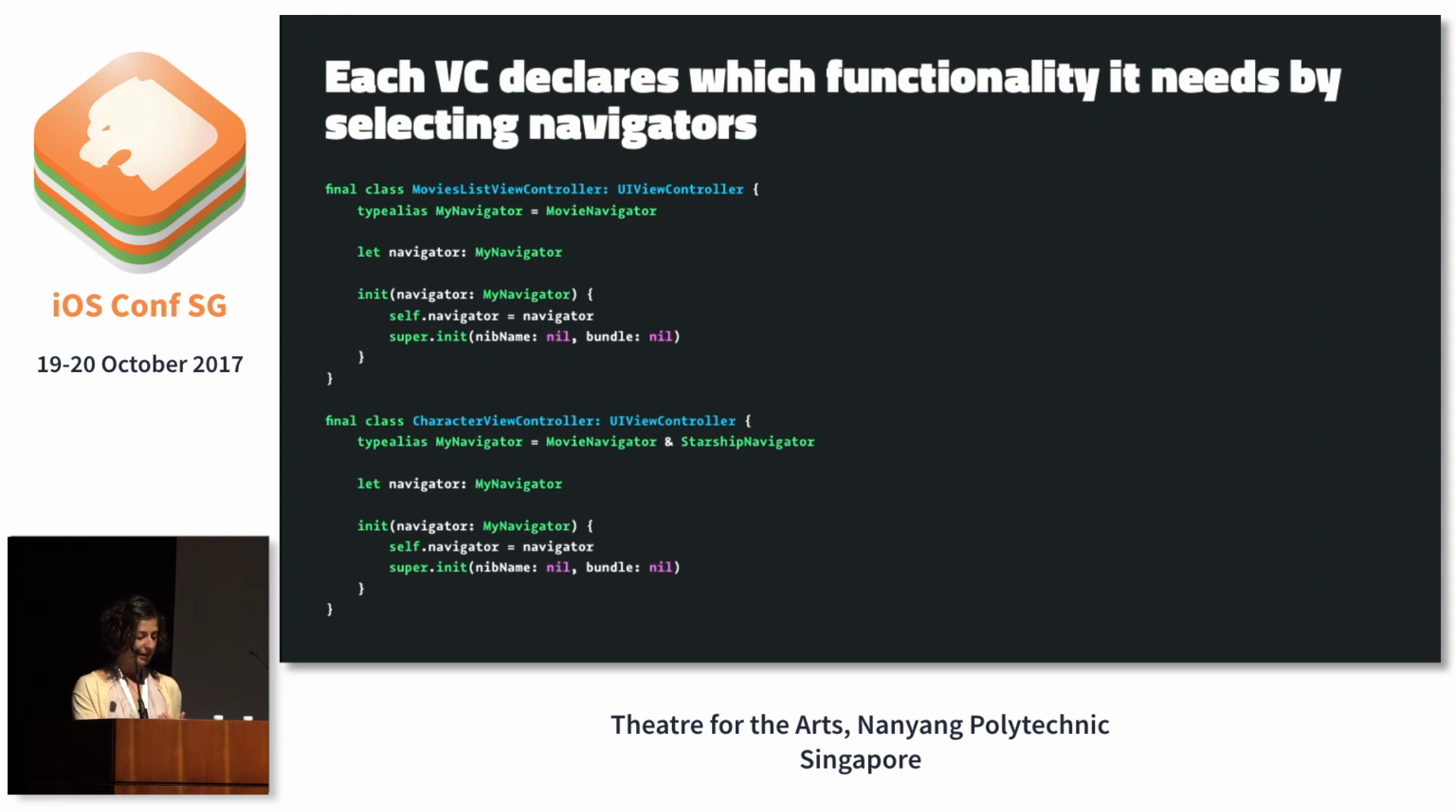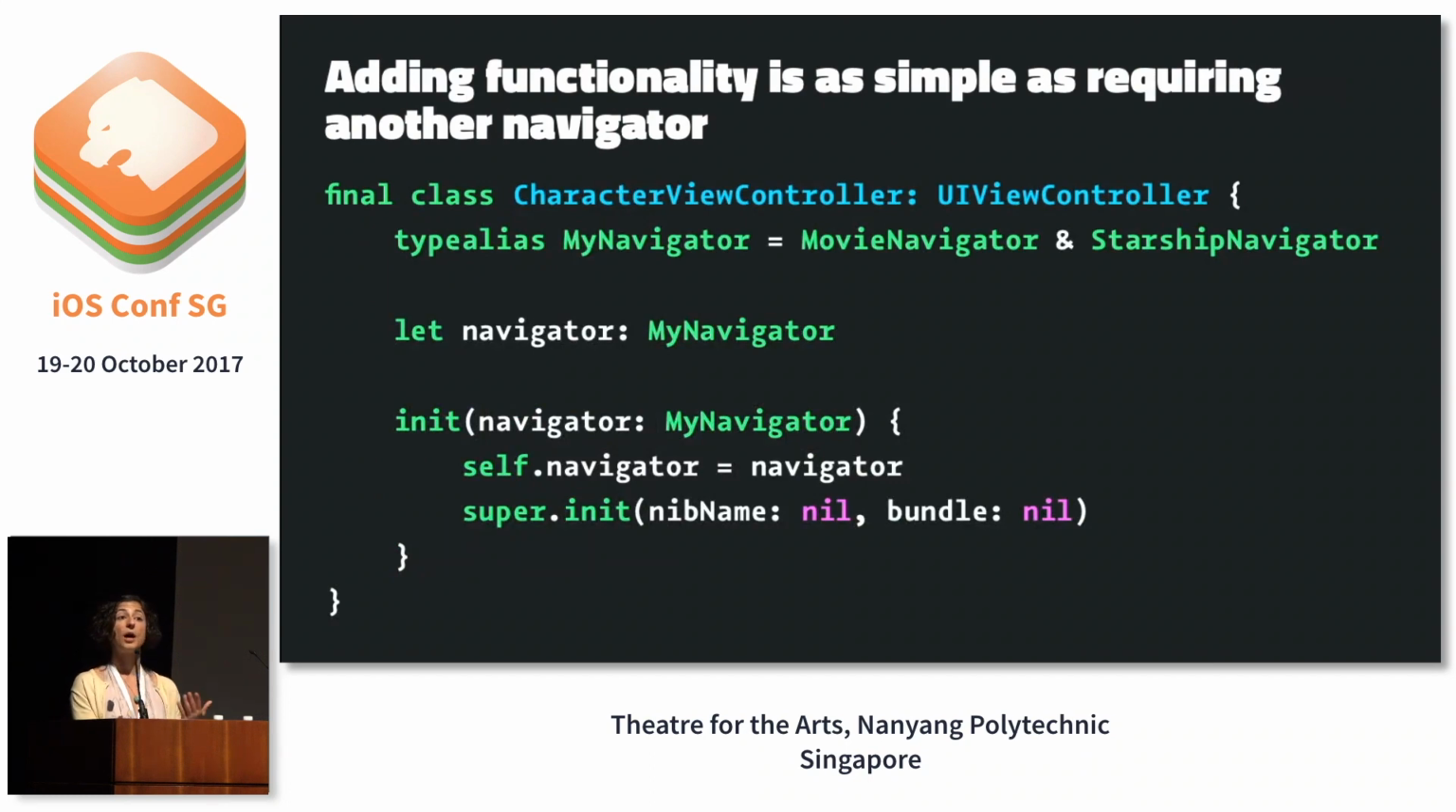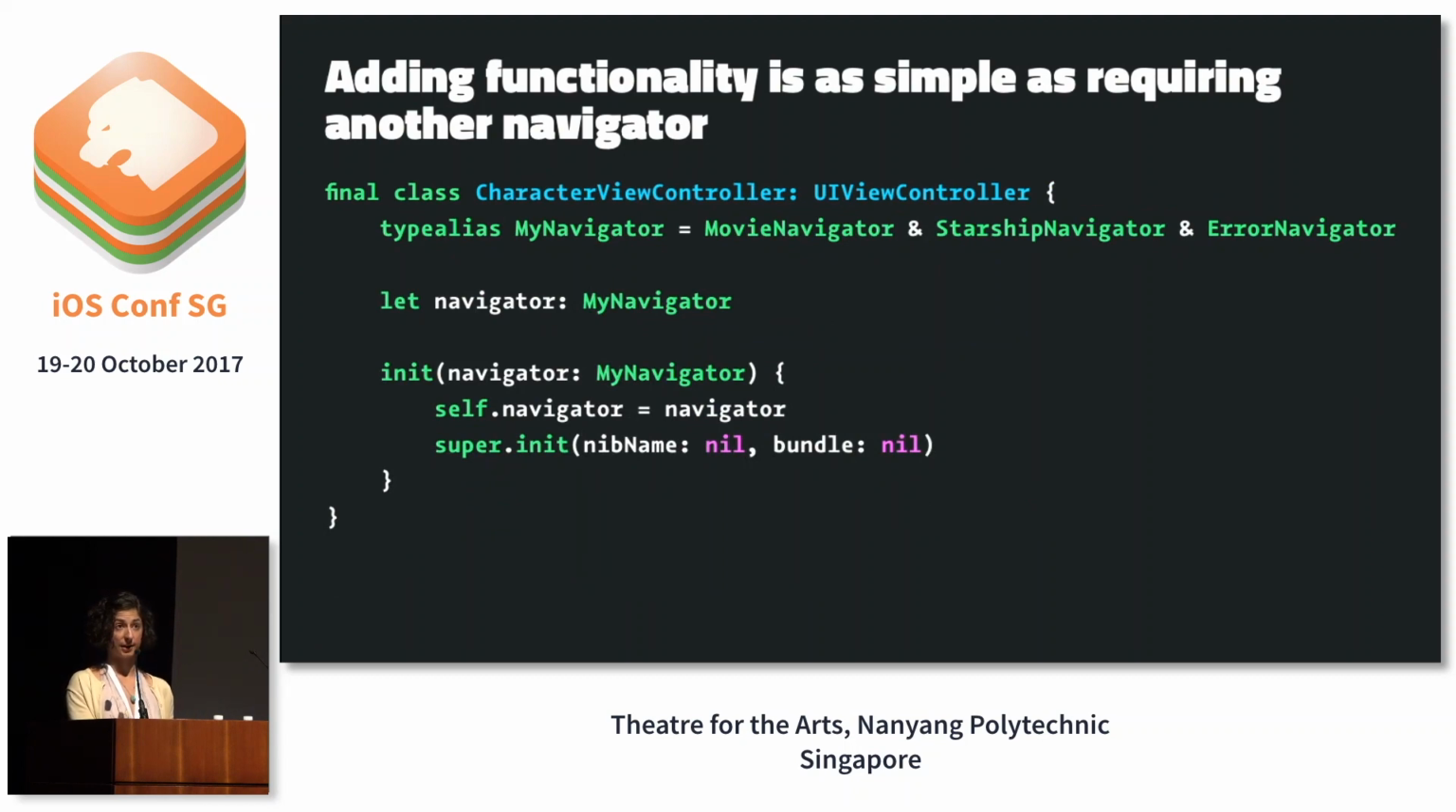Now the great thing is, if I want to add functionality to my character view controller, so if I want to go beyond just movies and starships, maybe I want to also be able to show some error messaging, navigate to some error screen, all I have to do is say, well, my navigator now has to be one more type of navigator. In this case, we add the error navigator. So you can see the code didn't really change. I didn't have to go up to my delegate, add another line, nothing like that. I just simply said, oh, well, now my navigator also conforms to error navigator. So you'll notice no matter how many view controllers need the movie navigator or the error navigator, I only need to declare the protocol one time.